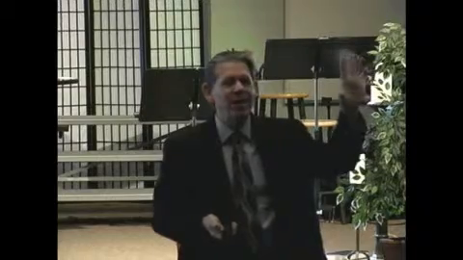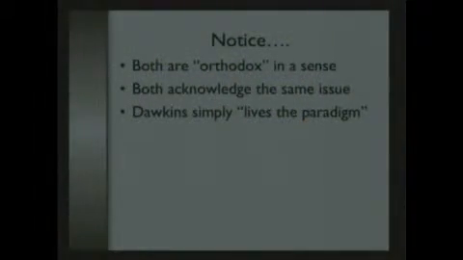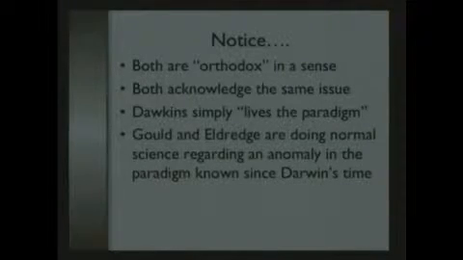Gould and Eldredge come along and say, it's mostly gaps. It's mostly we don't get anything that could be even remotely interpreted as transitional fossils. But what are we going to do with it? Dawkins lives the paradigm, right? I mean, he's in it. He defends it. He's not going to acknowledge that there's any serious problem there. There's no anomalies. Everything's hunky-dory.